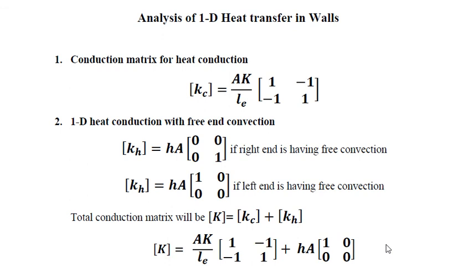So the final answer we get is the global conduction matrix of that particular element. If there are two elements, then we have to have this conduction matrix for one element, again for the other element, and then we have to write the global conduction matrix. I will teach you while solving the problem. Don't worry about those things.